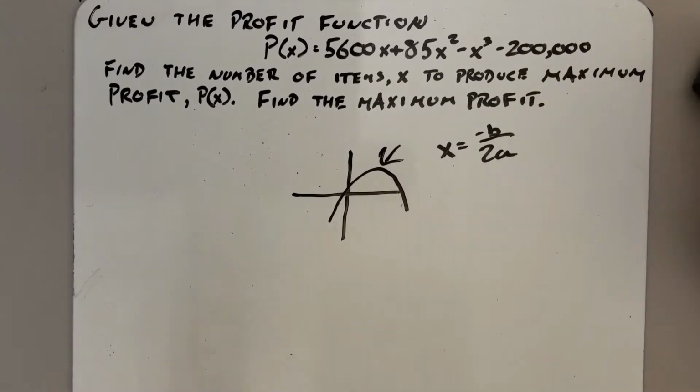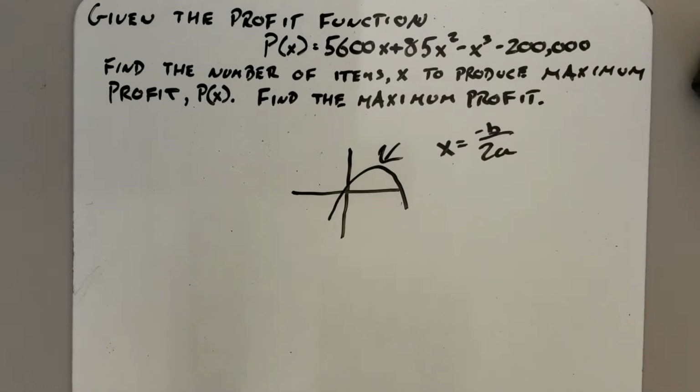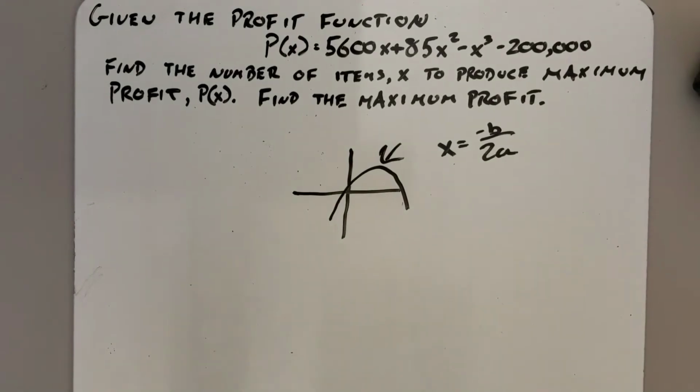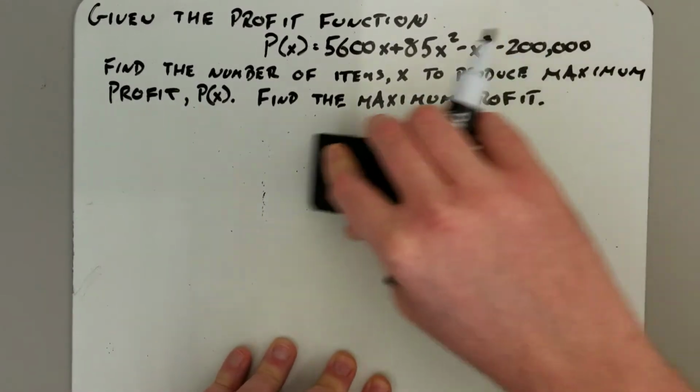You could use a calculator and go to the table function and go ahead and find that maximum, but knowing Lehman College, Muhammad's probably not allowed to use a calculator, so we're going to have to take kind of a different route. What we're going to do is use a little basic calculus, and we're going to find where the slope is equal to 0.